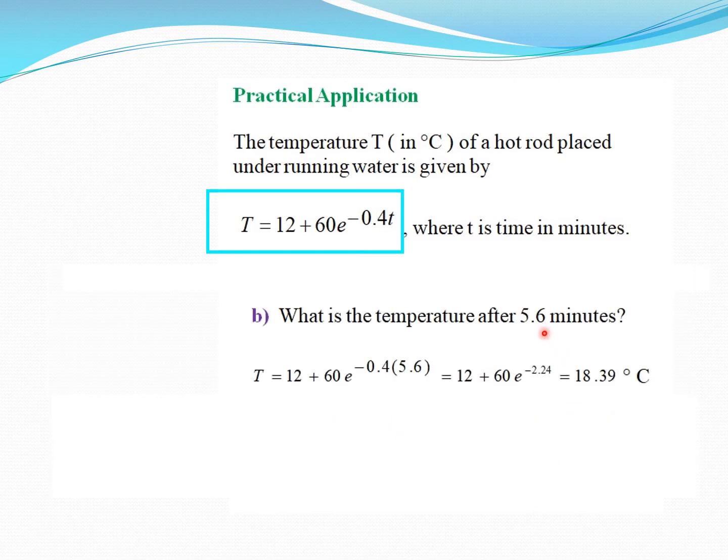After 5.6 minutes, what will the temperature be? Substituting in 5.6, we get T equals 12 plus 60 e to the minus 0.4 times 5.6, and that's equal to 18.39 degrees Celsius. So the temperature has cooled down over the space of the 5.6 minutes, from 72 degrees Celsius to 18.39 degrees Celsius.